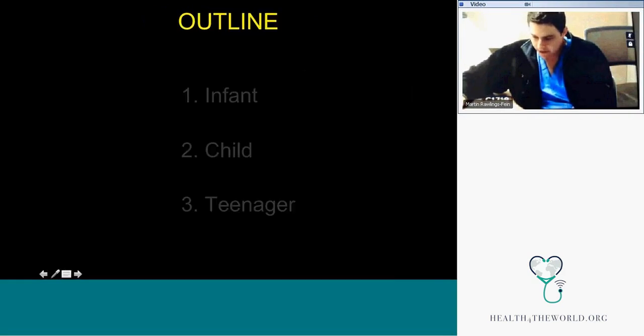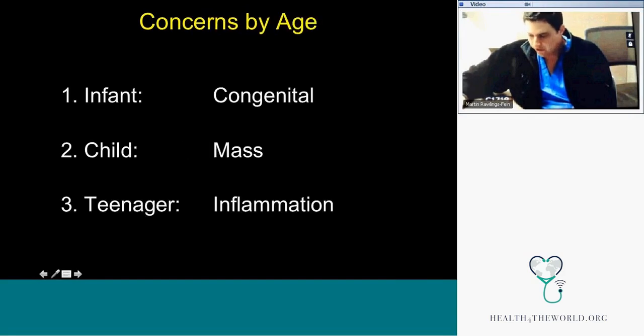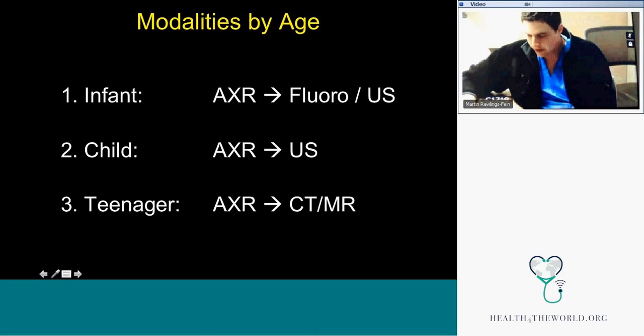So different age categories, and how we focused on different etiologies: congenital issues for infants, mass effects in children, and then more inflammatory stuff in teenagers. Again, not all-encompassing, but generally those are some of the themes that you want to think about. And then, everyone benefits from an abdominal X-ray, more heavily in infants, ultrasound heavy in children, and then start doing more of the advanced CT or MR in the teenagers.